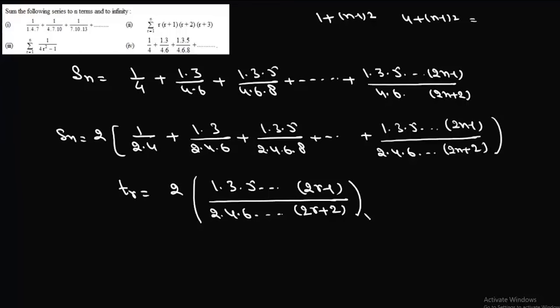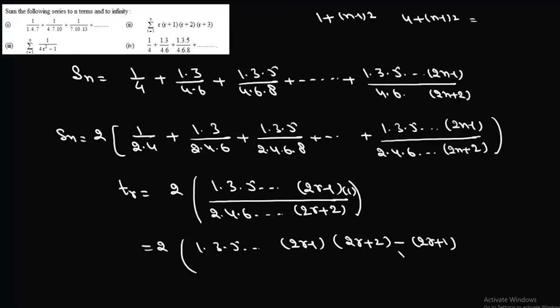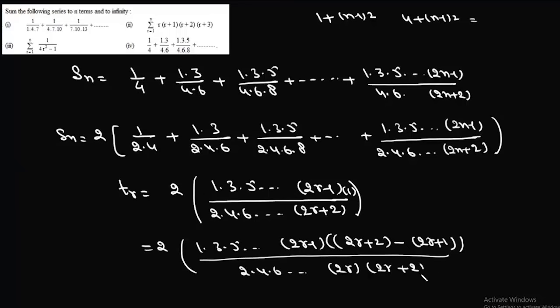So we have to introduce a minus b into this. So what we'll do is we'll write this as 1 here, and we can write this 2, and this is 1 into 3 into 5 up to 2r minus 1, and we can write this as 2r plus 2 minus 2r plus 1, whole divided by 2 into 4 into 6 up to 2r, and this is 2r plus 2. Now what we'll do is we'll split it in two parts.